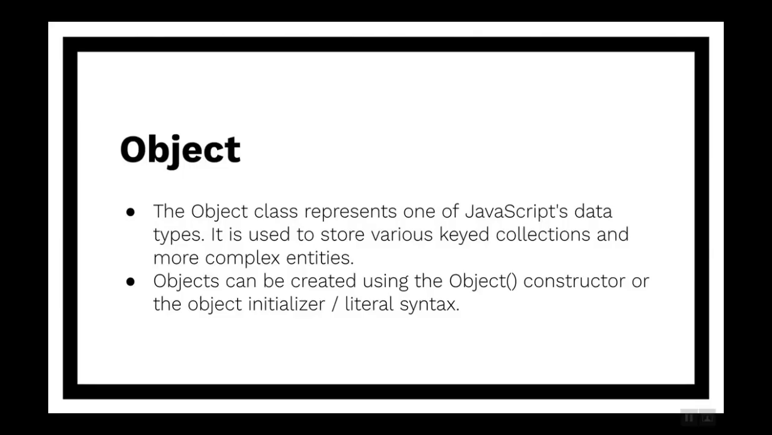Okay, so object is also one of the data types of JavaScript. It is of type key and value pair.